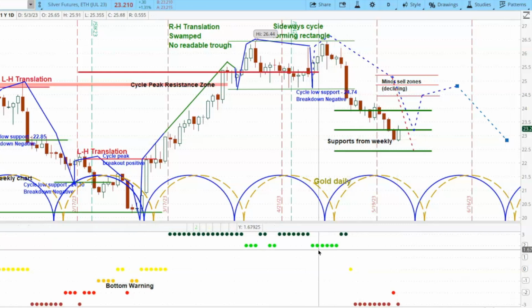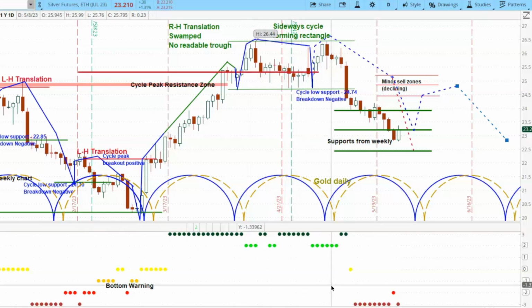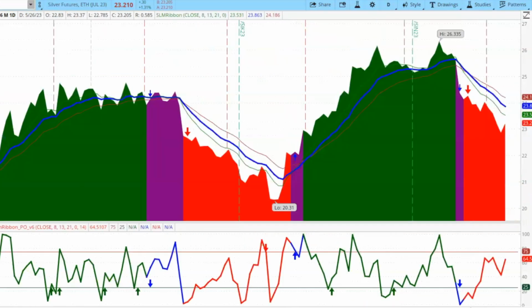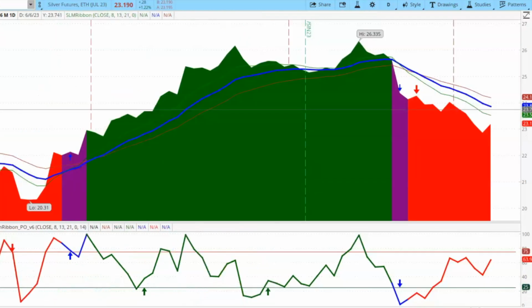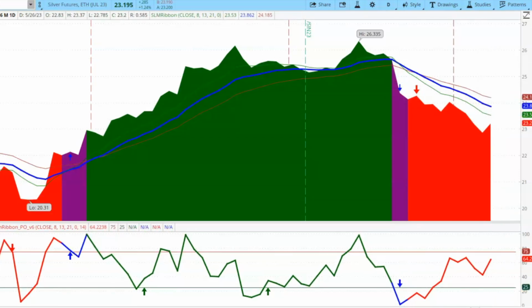Again, looking at the option bias study, here it was telling you to bias on the long side. Now it's telling you to bias on the short side. Great information you get out of these. This is the momentum indicator, and you can see where it was positive and there were upside signals right there. And now you can see it has turned negative as the slim ribbon has turned negative there. And you're going to get a downside resumption signal coming up over there not too far away.